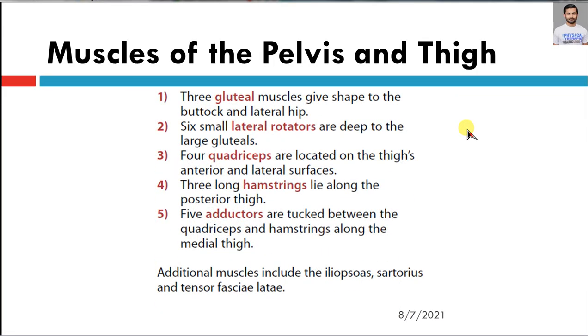Now there are various muscles of the pelvis and thigh. The three gluteal muscles give shape to the buttocks and the lateral hip. Six small lateral rotators are deep to the large gluteals. Four quadriceps are located on the thigh, anterior and lateral surfaces. Three long hamstrings lie along the posterior thigh. Five adductors are tucked between the quadriceps and the hamstrings along the medial thigh. Additional muscles are iliopsoas, sartorius and tensor fascia lata.